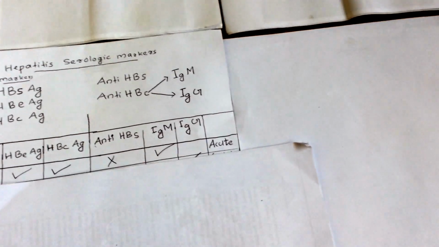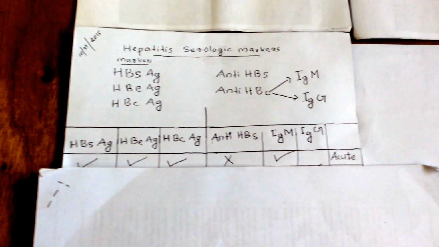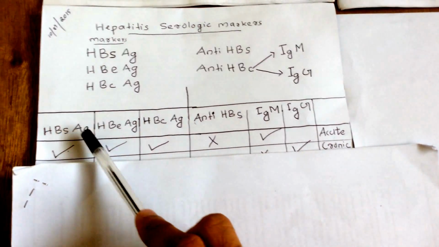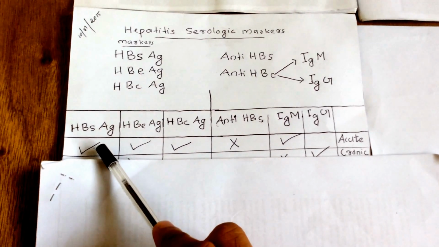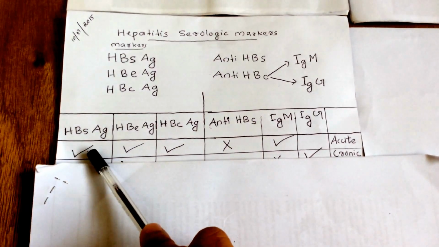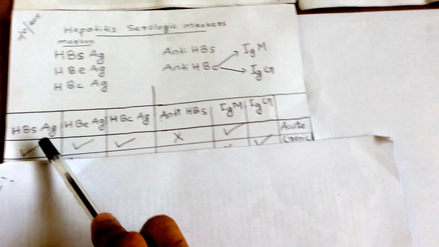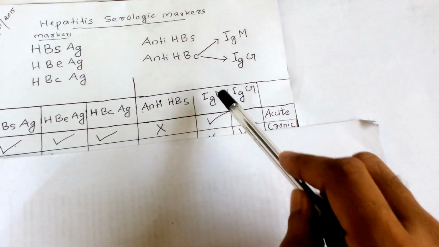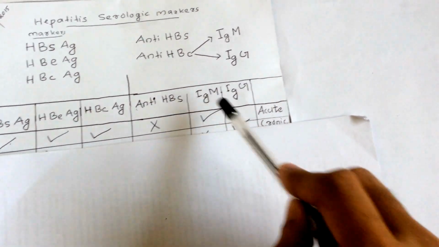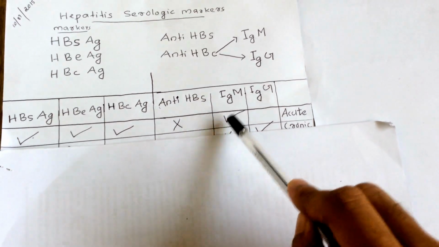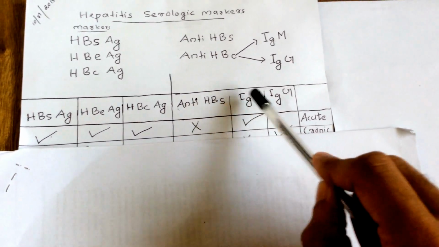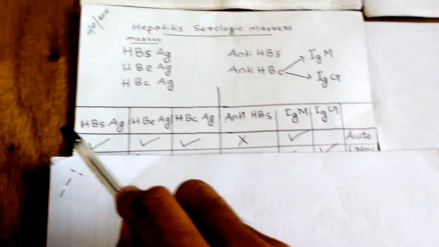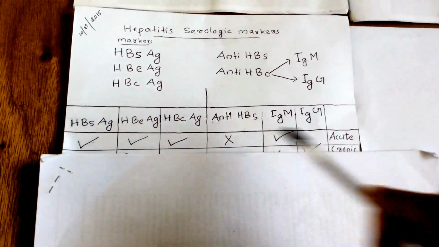Okay, first you can see HBsAg antigen is present. So if HBsAg antigen is present, it means there is an infection. And here the core antigen is present, and IgM is also present. No IgG, but IgM is present. So IgM present means active infection, and it is acute. In this case we can interpret this is an acute infection.